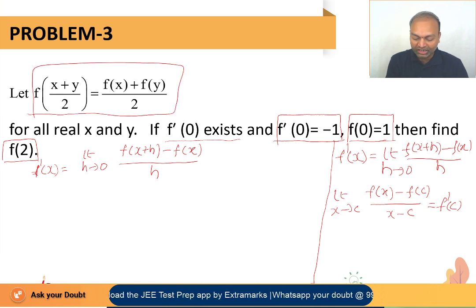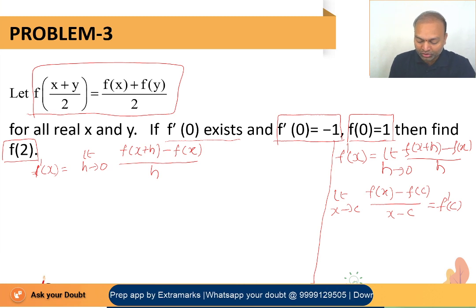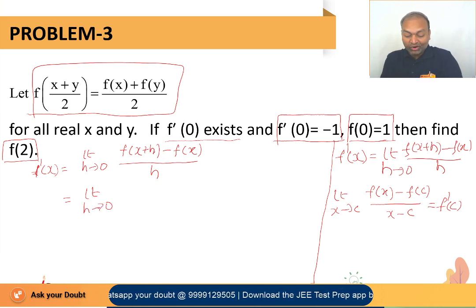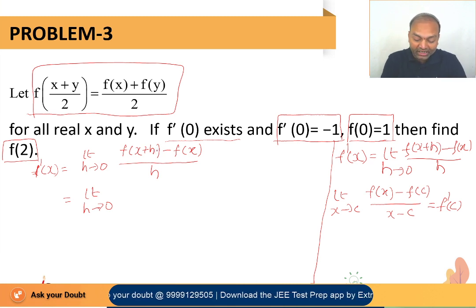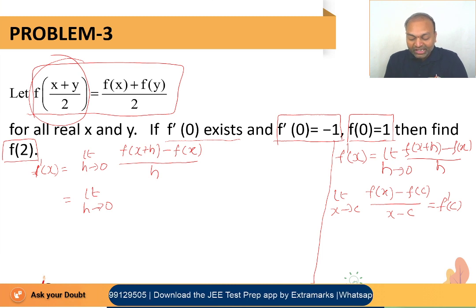The given condition is f of (x plus y) by 2, which is the left hand side part. For our convenience, I am writing this first step like this: limit h tends to 0. Now f of x plus h, you write in this format. In this format, the denominator value is 2, so multiply and divide with 2.